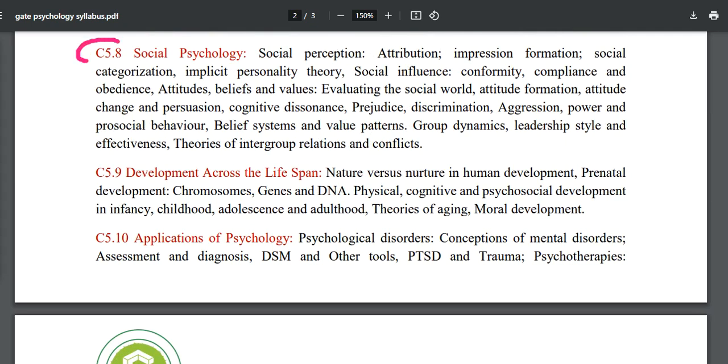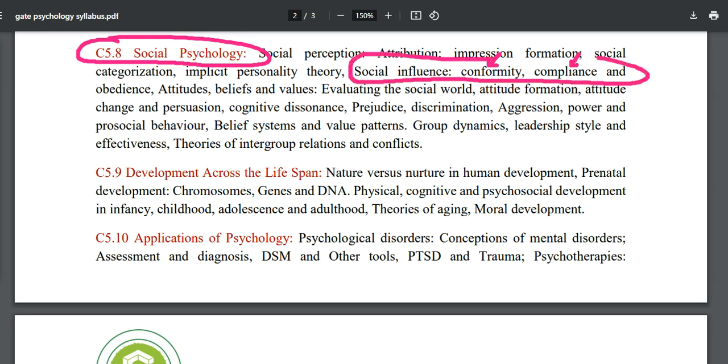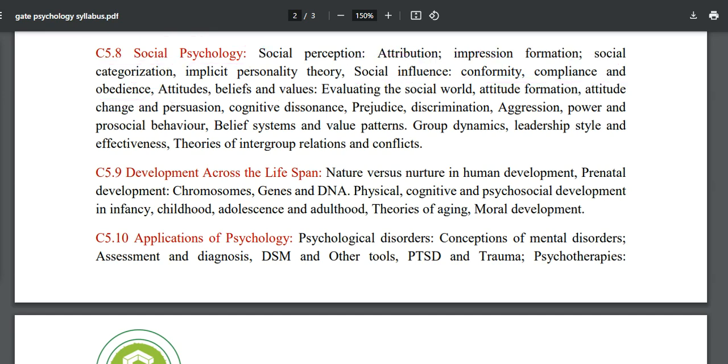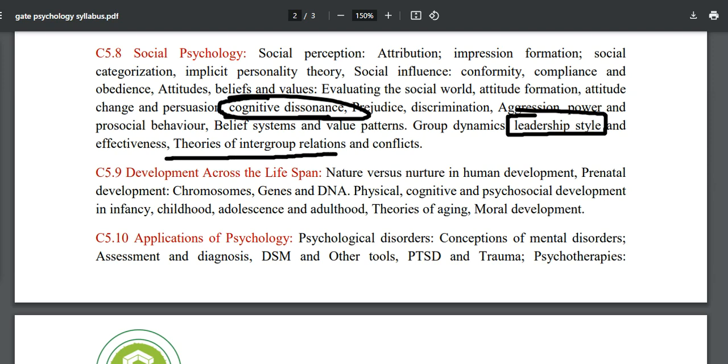Now talking about social psychology, this is also an important component. They are asking questions from conformity, which has not been asked yet. Compliance techniques also, foot in the door, door in the face. So there is a very vast scope of questions being asked from here, and obedience as well. Attitudes, beliefs, they have been asked previously, and cognitive dissonance has been asked so far once only. So this is also an important one, and leadership style also, and theories of intergroup relations and conflicts.